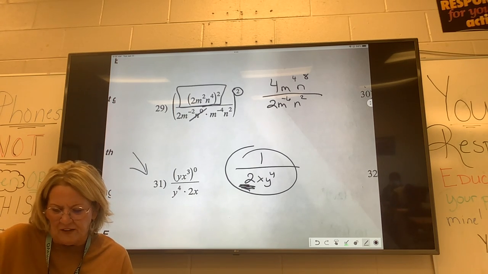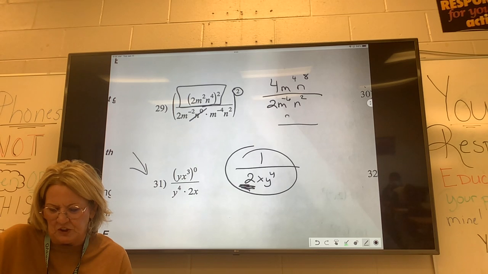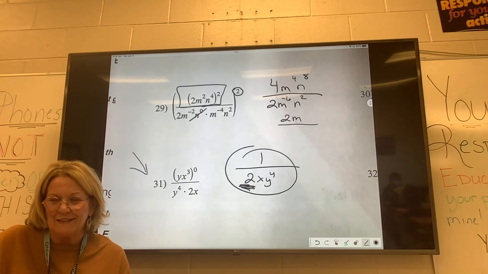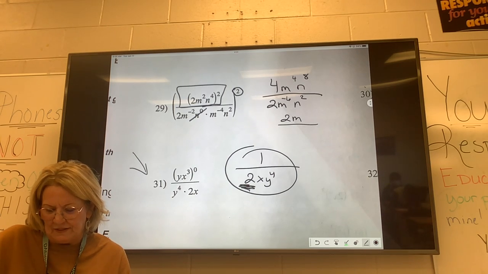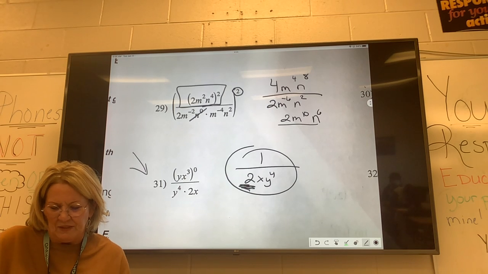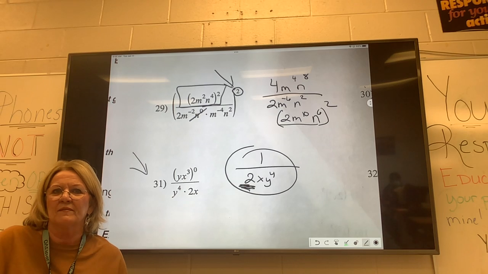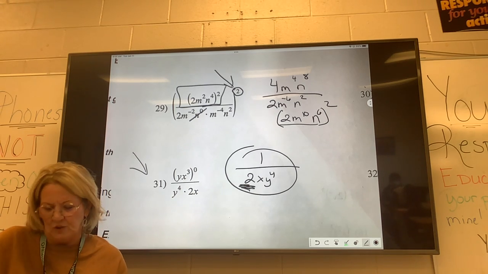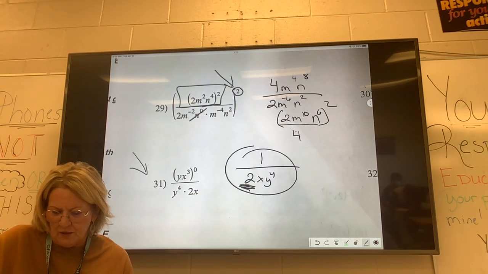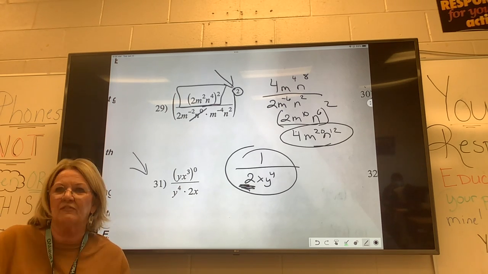Now I'm going to simplify the 4 over 2. And 4 over 2 is 2. My larger M is on top. 4 minus a negative 6 is positive, so that's an M to the 10. My larger N is on top. 8 minus 2 is 6. So I don't have a denominator, but now I've got to remember to go back and grab that 2 on the outside, so all of that squared. And it's much easier to manage now. 2 squared is 4. M to the 20, N to the 12. That's my final answer.